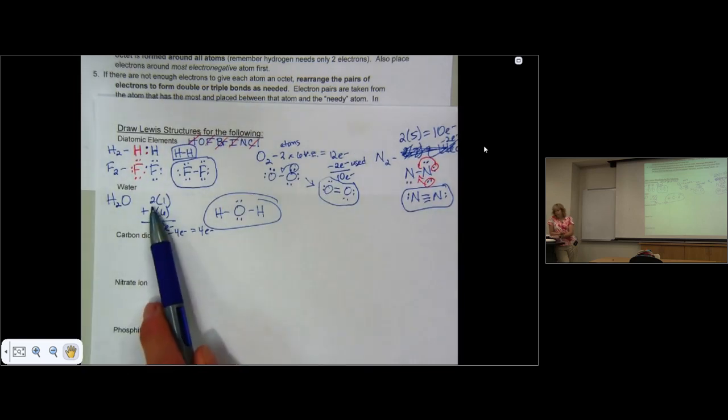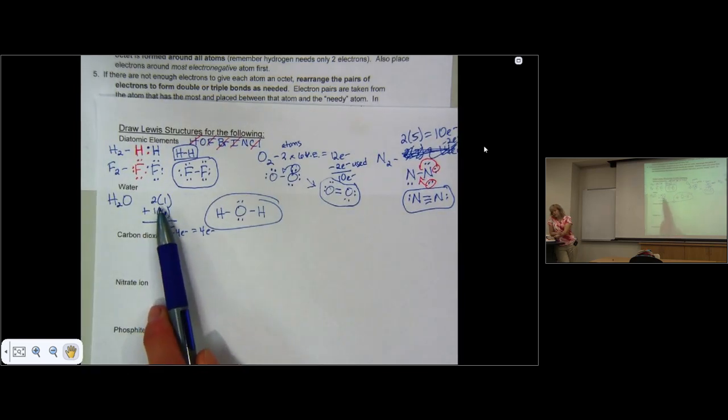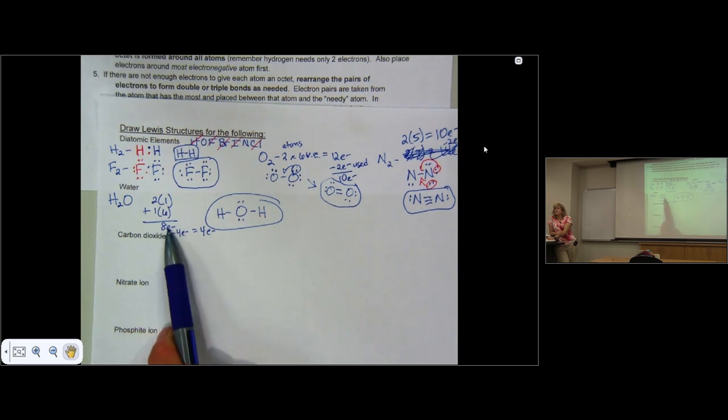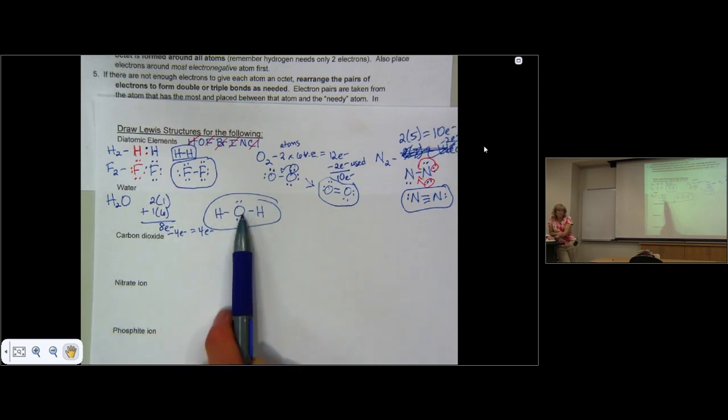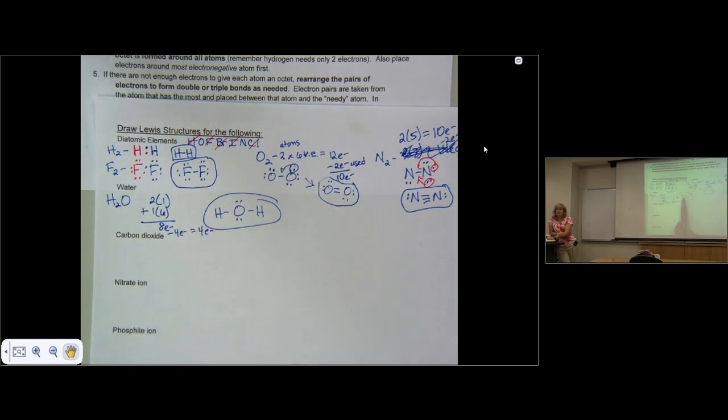What did I do? I said 2 atoms of hydrogen times what? Each has 1 valence electron, plus 1 O. It has 6 valence electrons. That made a total of how many? 8 electrons. Can hydrogen be a central atom? No, because it only needs how many? 2. So it had to be oxygen.